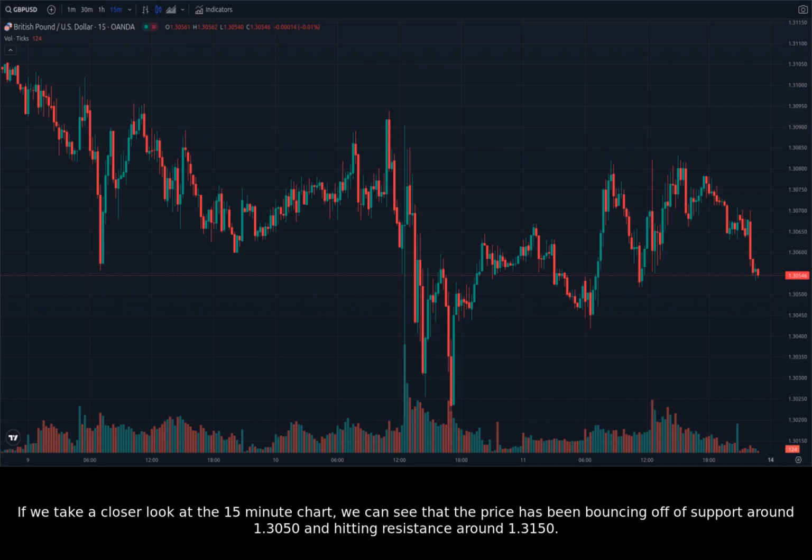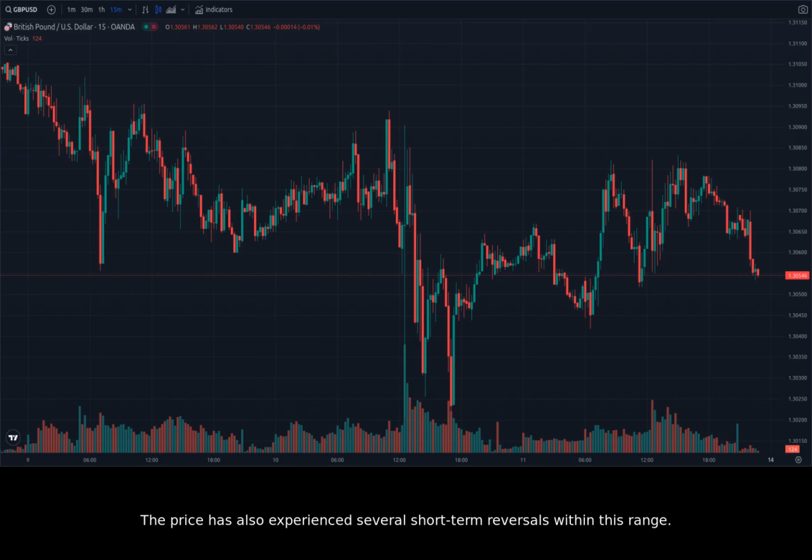If we take a closer look at the 15-minute chart, we can see that the price has been bouncing off support around 1.3050 and hitting resistance around 1.3150. The price has also experienced several short-term reversals within this range. This suggests that traders are actively buying and selling the GBPUSD, creating a dynamic market.